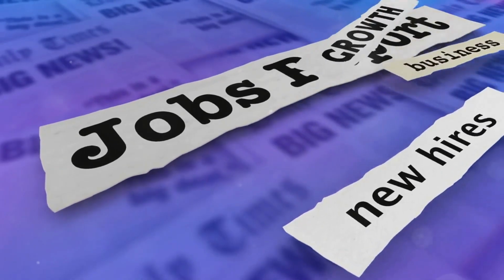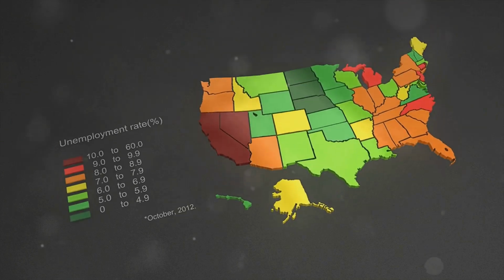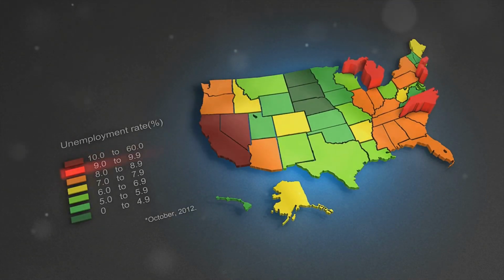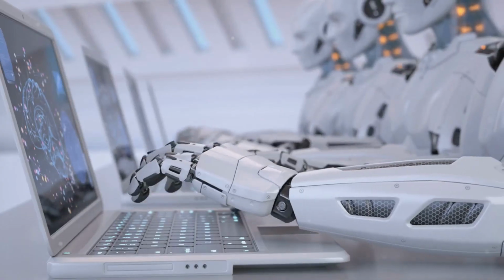Government policies. Government policies can also affect the unemployment rate. For example, tax cuts can stimulate economic growth and lead to lower unemployment, while increased regulations can stifle growth and lead to higher unemployment.